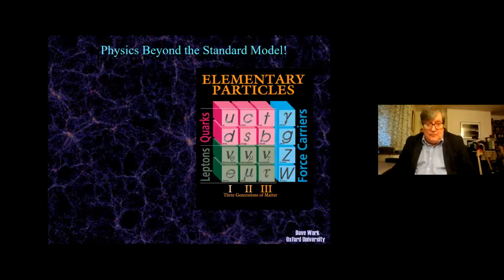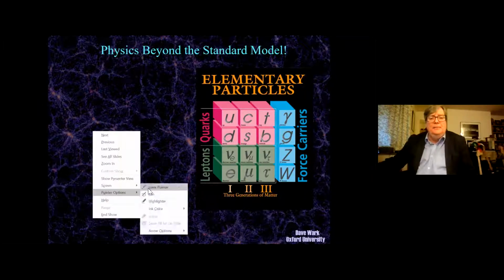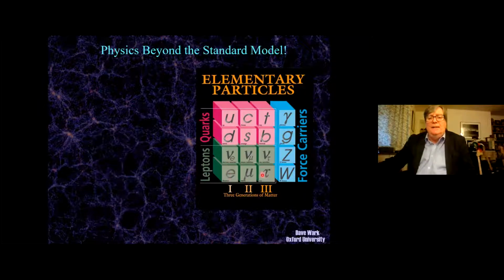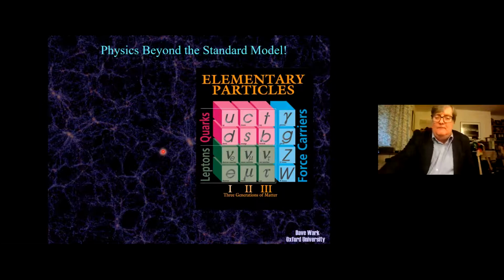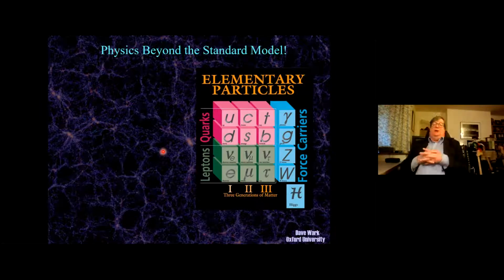There are the 6 quarks, the 4 gauge bosons, the 6 leptons, including the 3 neutral leptons, the neutrinos. Let me see if I can make that a bit more visible. We have the neutrinos here, and of course we shouldn't leave out the Higgs boson.